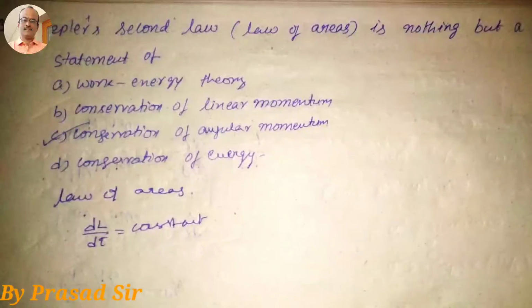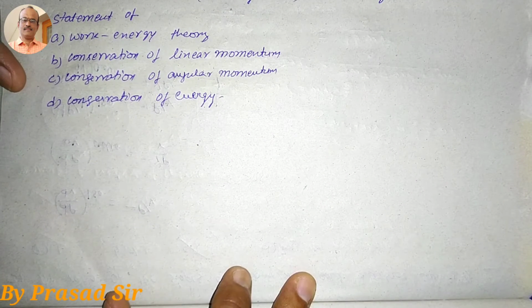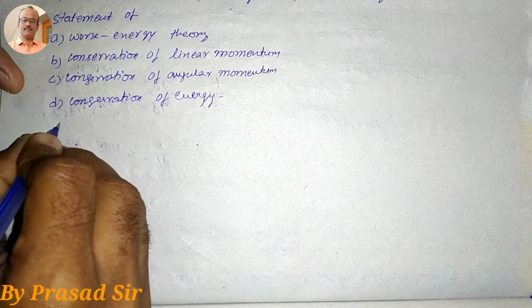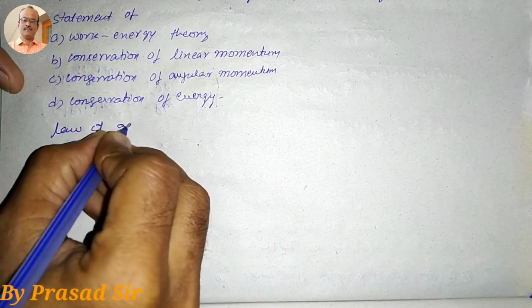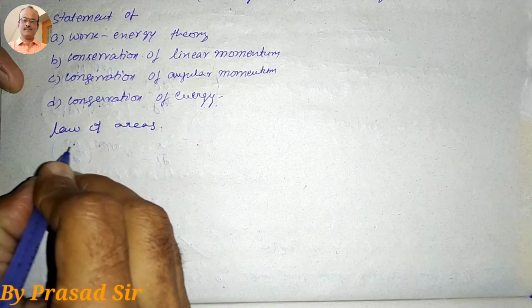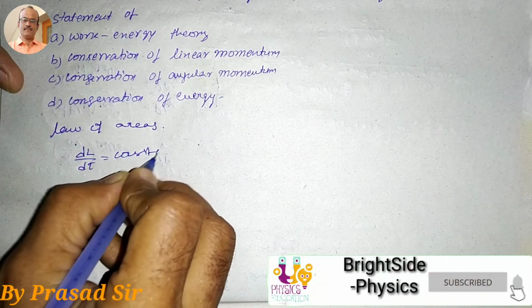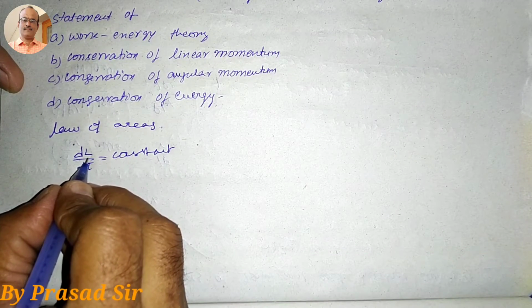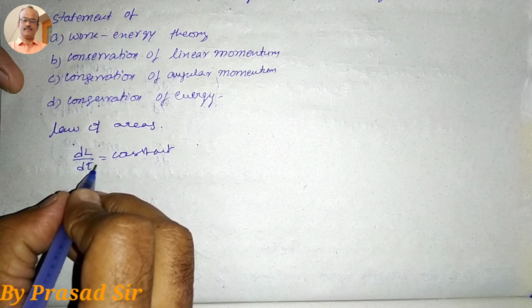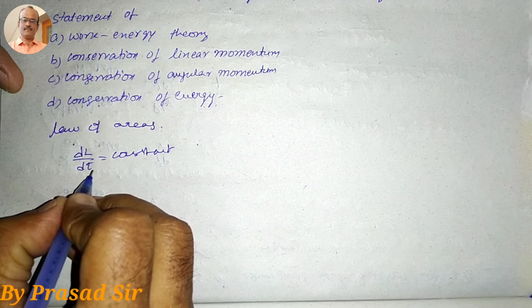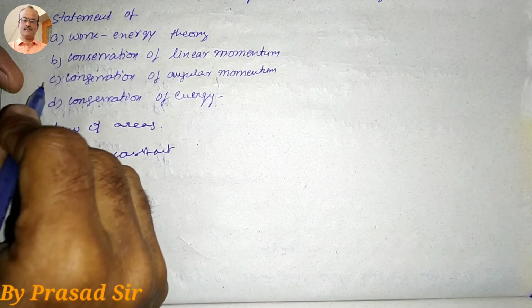Number 38. Kepler's second law of areas is nothing but a statement of work energy theorem, or conservation of linear momentum, or conservation of angular momentum, or conservation of energy. According to Kepler's second law, that is the law of areas, we will get that dL by dt is equal to constant. That is nothing but angular momentum is constant. So conservation of angular momentum is possible by means of Kepler's second law. So which option is correct here? Option C is correct.